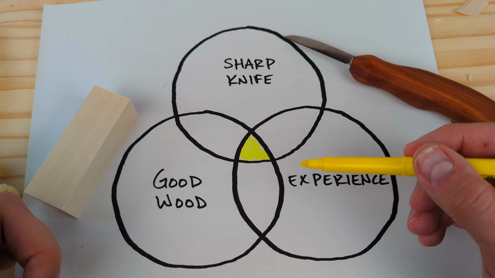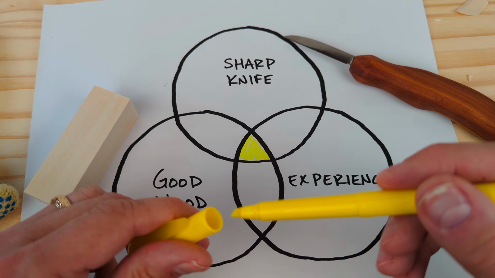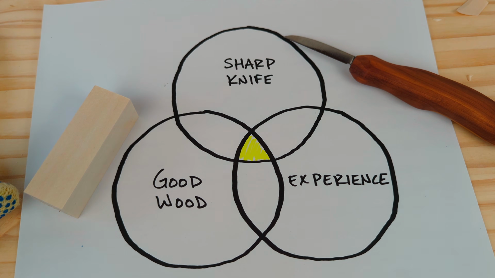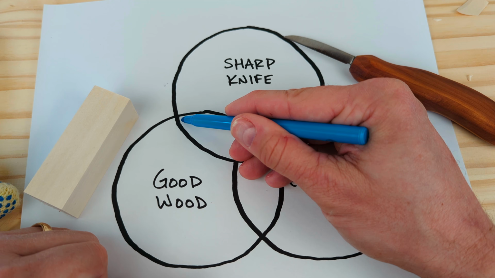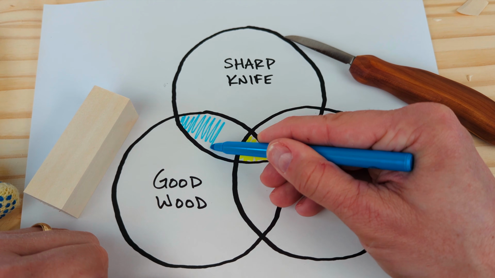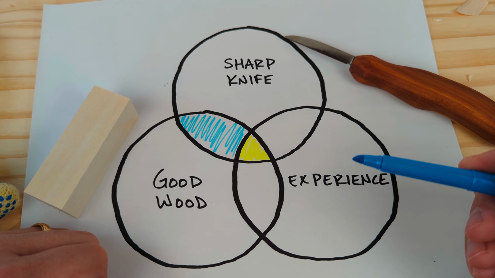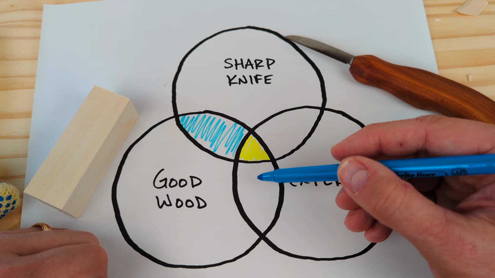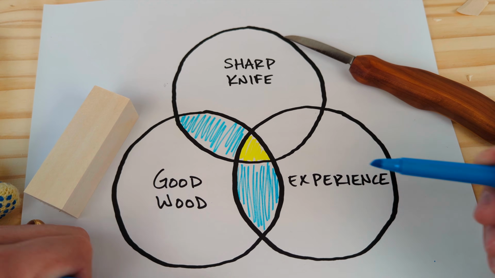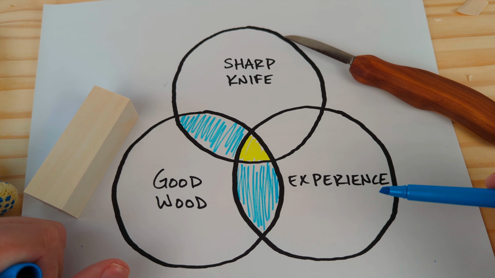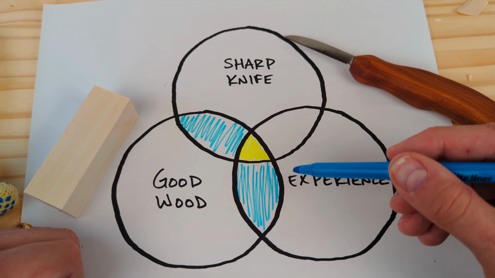Which means that if you're not getting clean cuts, you're somewhere out here, right? So let's think about what that looks like. Let's say you have a sharp knife and your wood is good, but you don't have a lot of experience. You might be living in this area, right? That would mean that what you're missing is experience, okay? Let's say that you've got a lot of experience. Your wood is good, but your knife is not sharp. You might be struggling to make clean cuts, and that would mean that if you're in this zone, your knife is the problem, right?